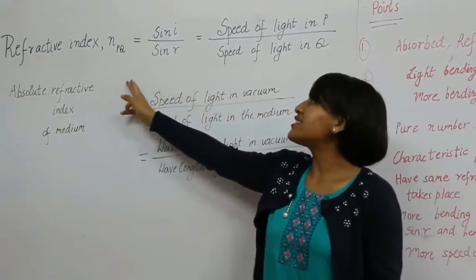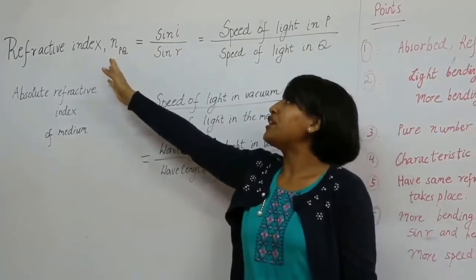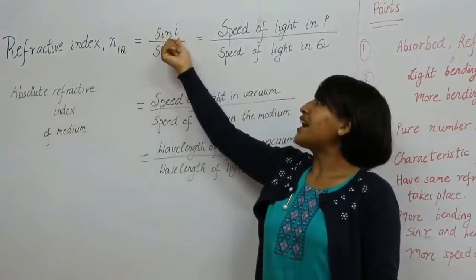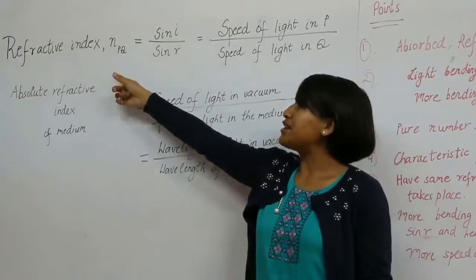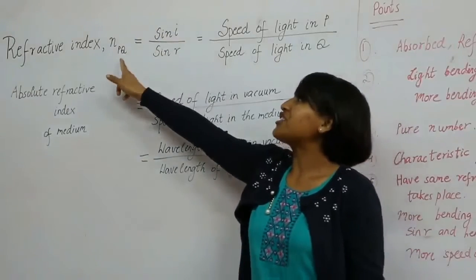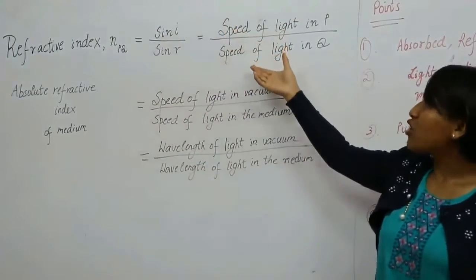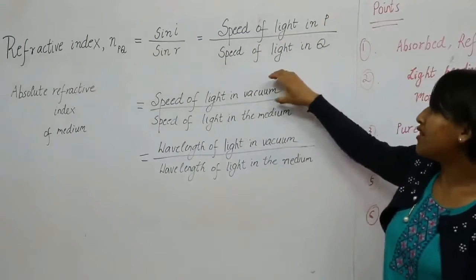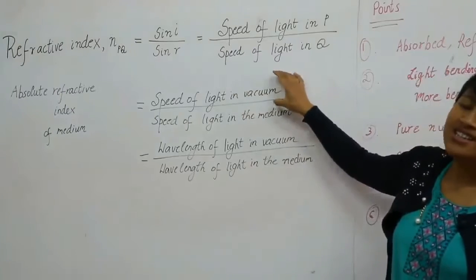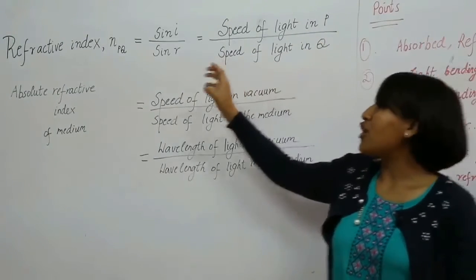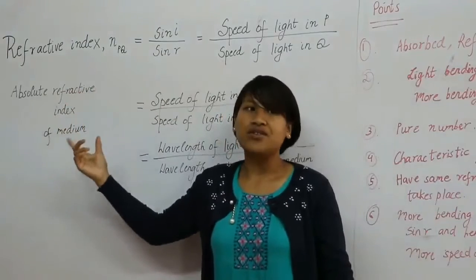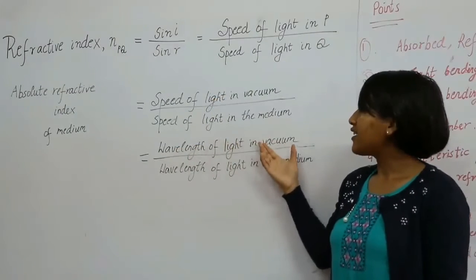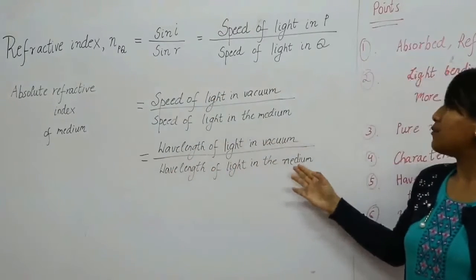Refractive index, when light travels from medium P to medium Q, is equal to sin i by sin r. This i is the angle of incidence in the first medium, r is the angle of refraction in the second medium. This is also equal to the speed of light in P divided by the speed of light in Q. But when the first medium is vacuum, we call it the absolute refractive index of the medium. Then it is also equal to the wavelength of light in vacuum divided by the wavelength of light in the medium.